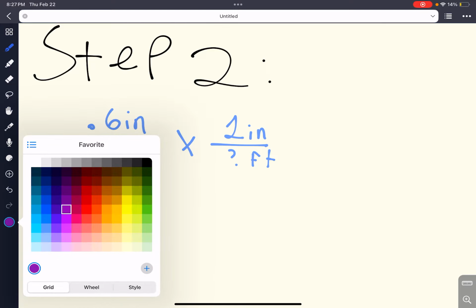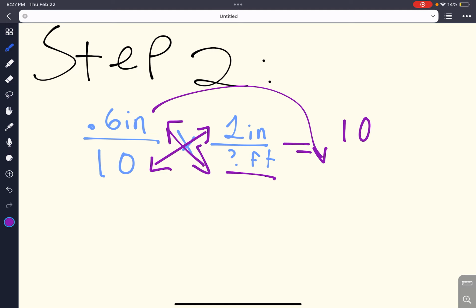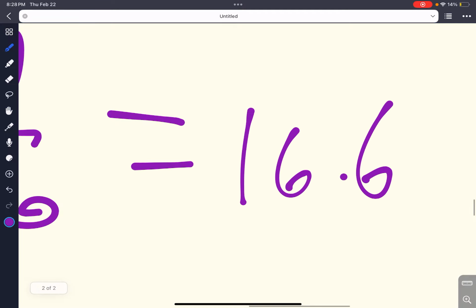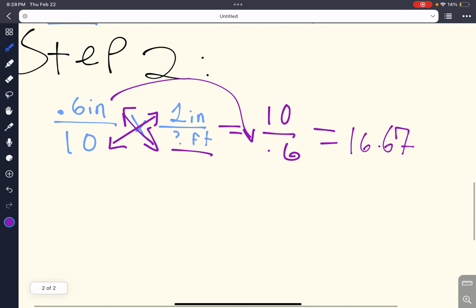So in order to solve this, you're going to have to go 10 times 1, because we're cross multiplying, which equals 10. And then we don't know what this is, so we can't cross multiply those. So instead of multiplying, we have to divide. So we're going to bring the 0.6 down here, and it's going to be 10 divided by 0.6. And that's going to be 16.67, rounded to the nearest hundredth. So now we know this is going to be our new conversion.